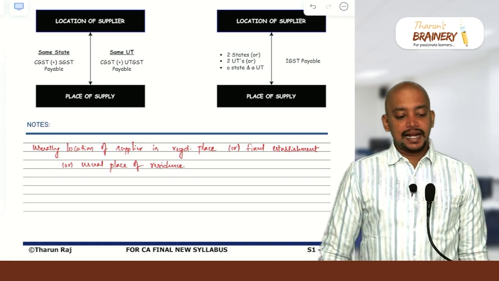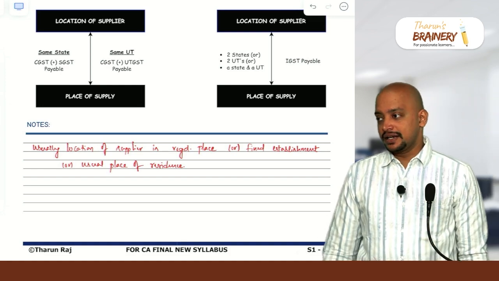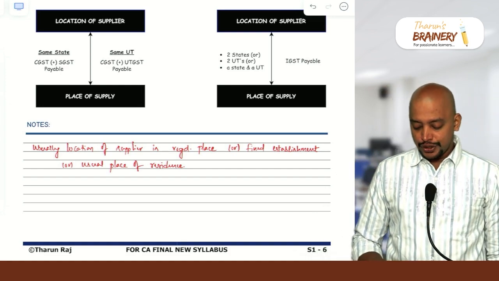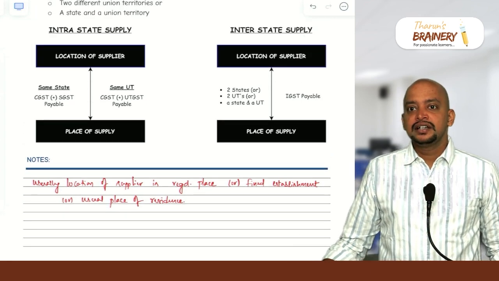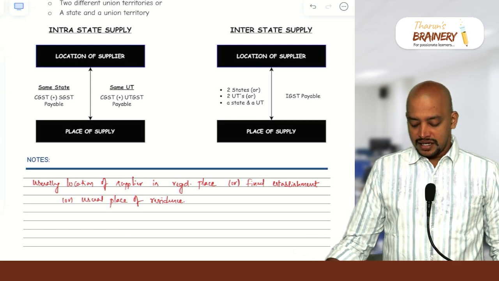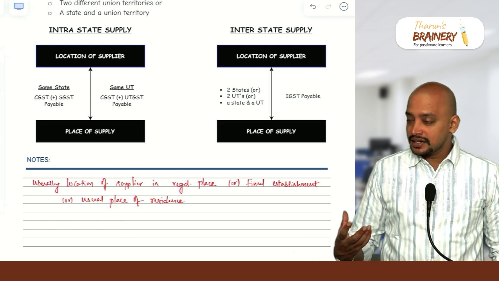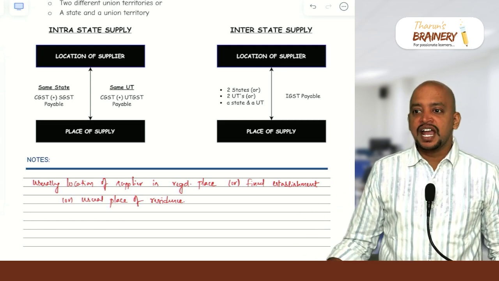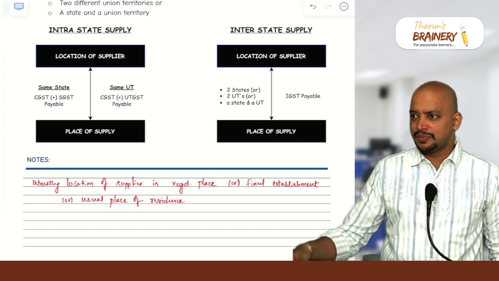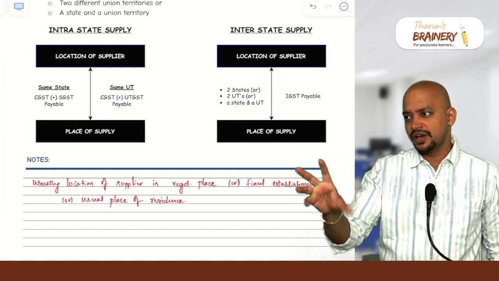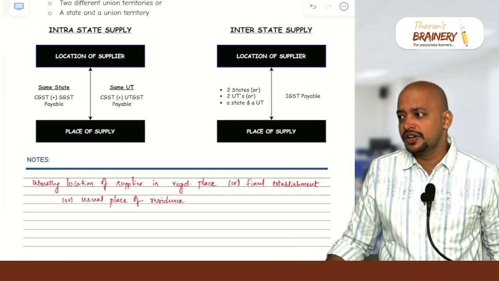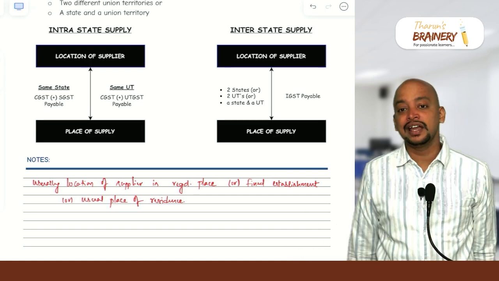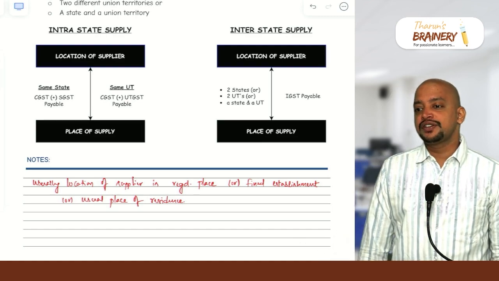So, this will be taken as the location of supplier. Now, you understood what the location of supplier is, so we can easily determine that. Sometimes it will be the registered place, sometimes the fixed establishment or a business establishment. Anyway, you can understand. And in the absence of that, the usual place of residence will be taken. Then what will be the place of supply?